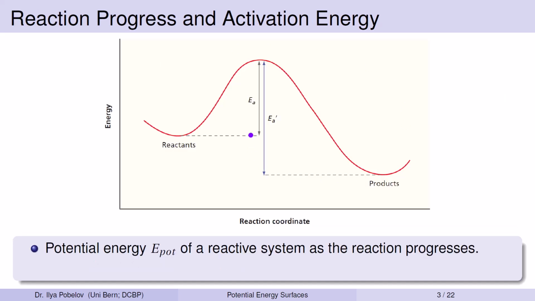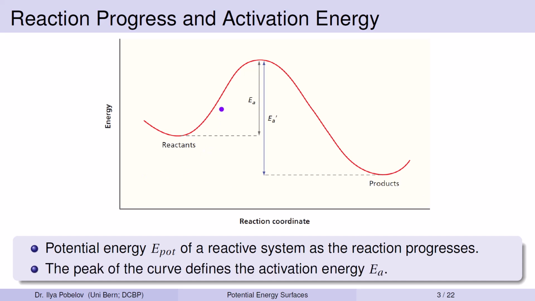This figure illustrates the concept of activation energy. It shows the potential energy of a reactive system as the reaction progresses. The peak of this curve defines the activation energy, the energy barrier that must be overcome for the reaction to proceed. Now we will explore this concept in more detail.